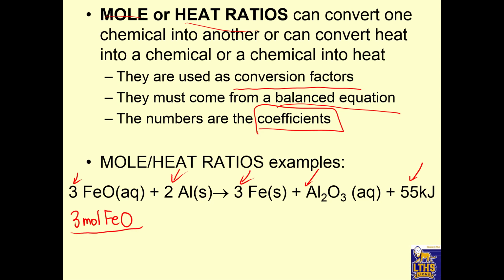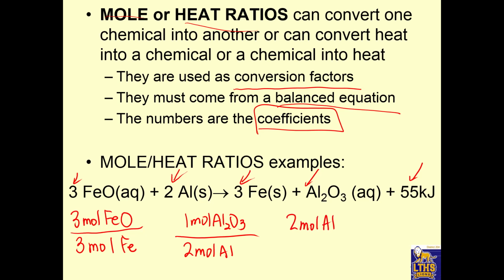So for every 3 moles of FeO, I'm going to be able to make 3 moles of Fe. So I could take any two things in the equation and make a ratio out of them, but it has to be moles or heat. So let's take aluminum oxide. So 1 mole of aluminum oxide can be compared to anything else. Let's compare it to aluminum: 2 moles of aluminum. But wait, can't I say 2 moles of aluminum for every 1 mole of aluminum oxide?